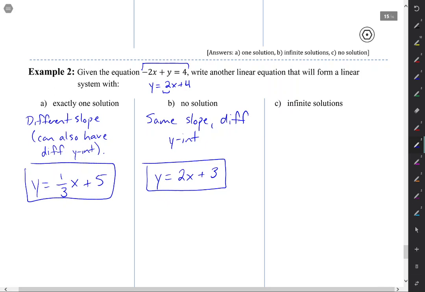And then for it to have infinite solutions, it can be the exact same equation. So that would just be y is equal to 2x plus 4. That there would have an infinite amount of solutions to the original equation, y is equal to 2x plus 4.